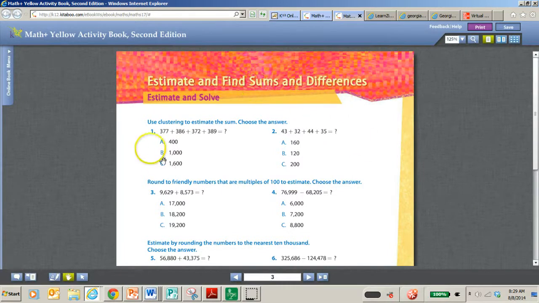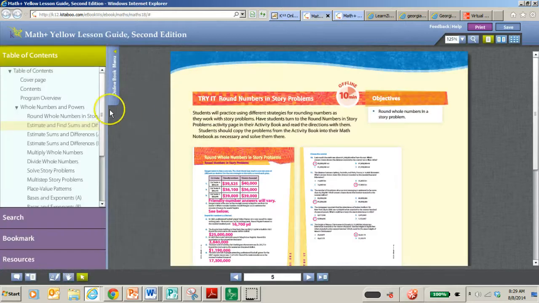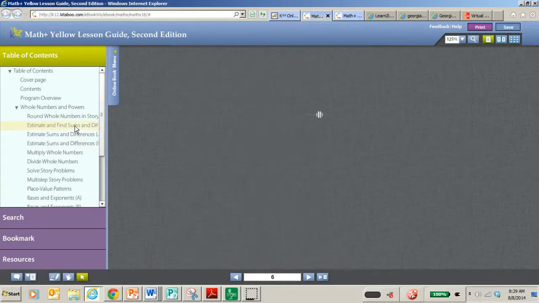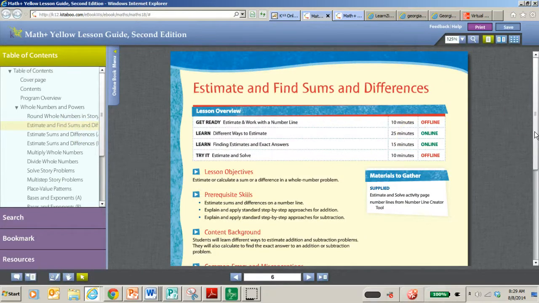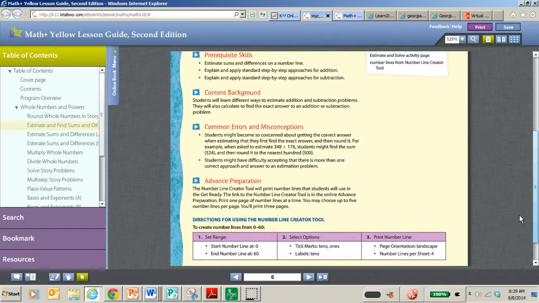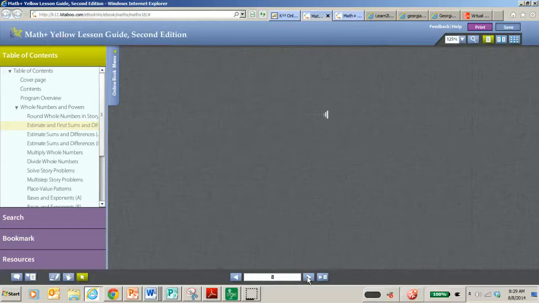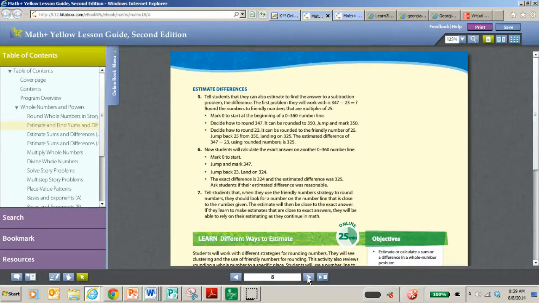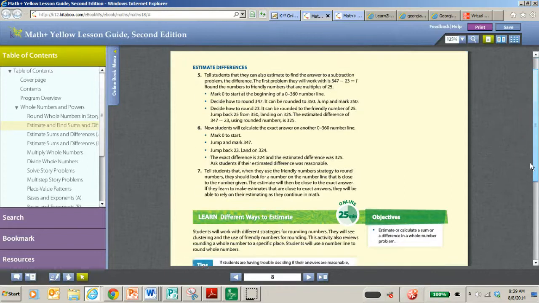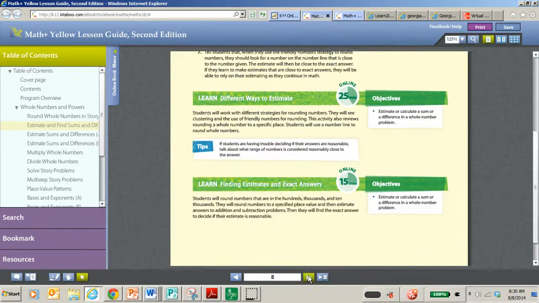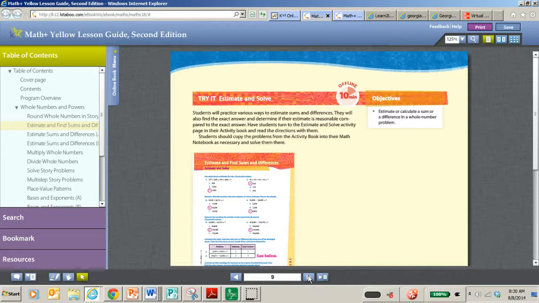Now you're going to again see words that you may not be familiar with, like use clustering to estimate the sum. I would head right over to that Learning Coach Guide, and there's estimate sums and differences, and it's going to go through page by page. It's going to talk to you about some of the common misconceptions and errors that students make, and it's going to explain to you what they mean by clustering. And again, this is not necessarily a word that your child will see on the CRCT, but it is a strategy. And when students learn varied strategies to add, subtract, multiply, and divide, they are going to be better overall mathematicians.